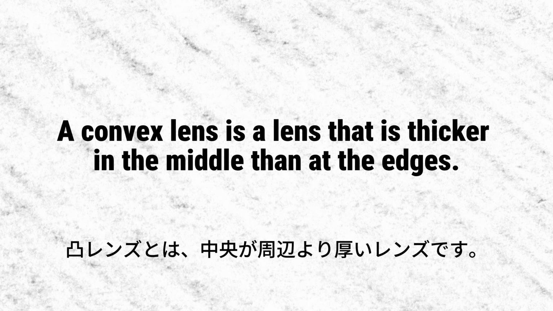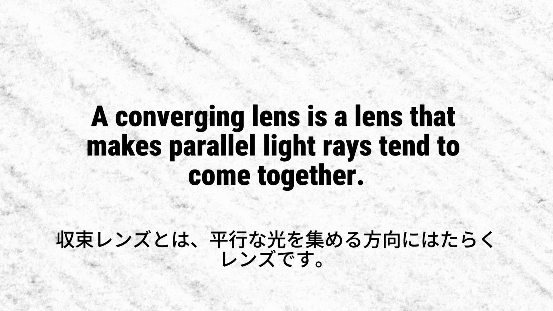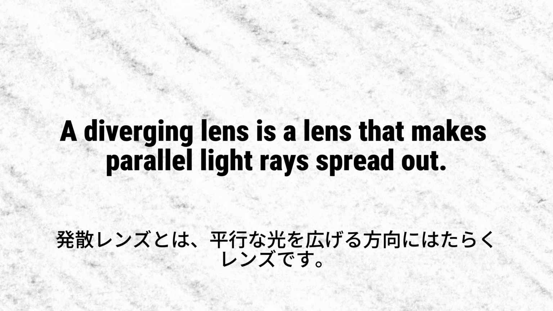A convex lens is a lens that is thicker in the middle than at the edges. A concave lens is a lens that is thinner in the middle than at the edges. A converging lens is a lens that makes parallel light rays tend to come together. A diverging lens is a lens that makes parallel light rays spread out.